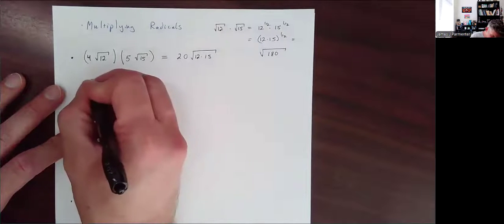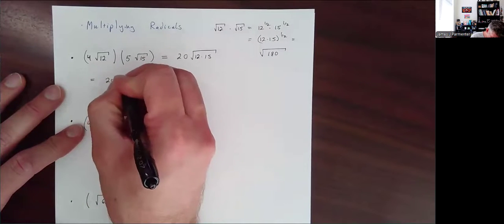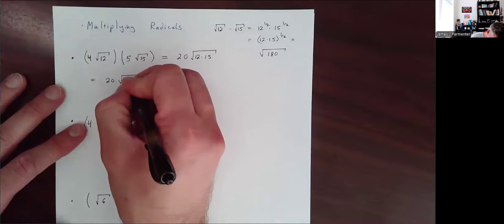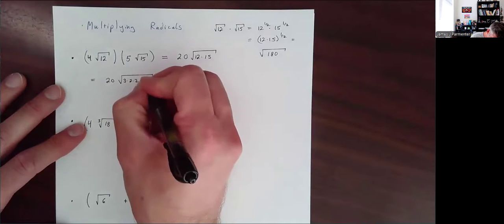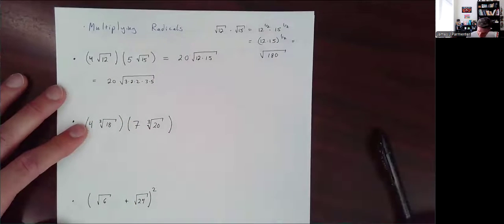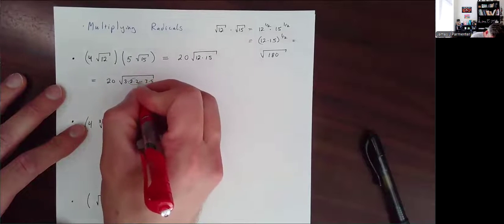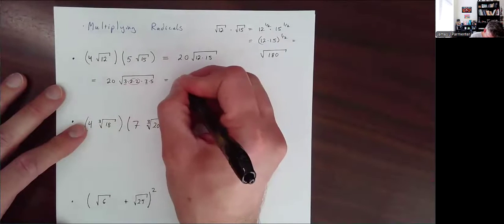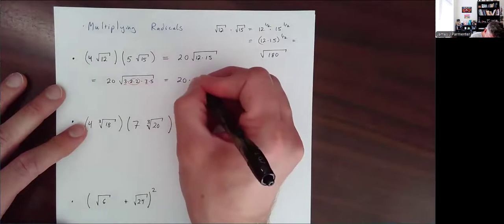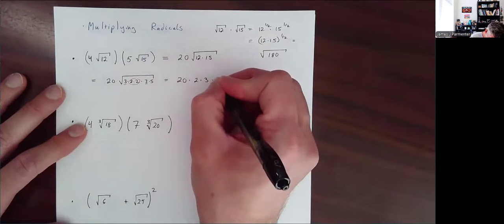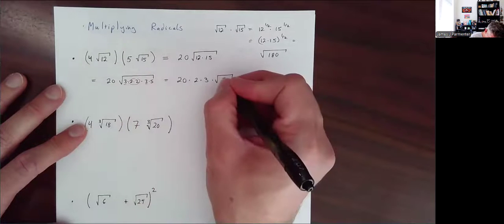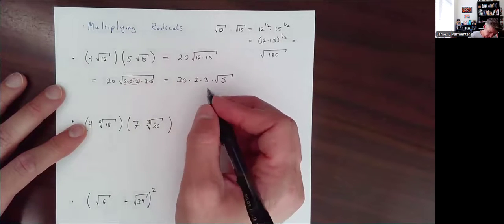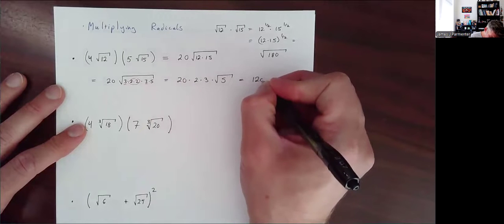So then I really just want to write 12 and 15 as factors as much as possible. So 12 is 3 times 2 times 2. 15 is 3 times 5. Oh, look, I have a pair of 2's and a pair of 3's. So I'm going to be getting 20 times 2 times 3 times the square root of, there's still a 5 left behind in there. 20 times 2 is 40. 40 times 3, well, 4 times 3 is 12, so 40 times 3 is 120. So I have 120 root 5.